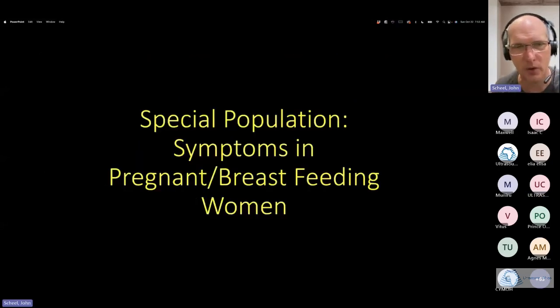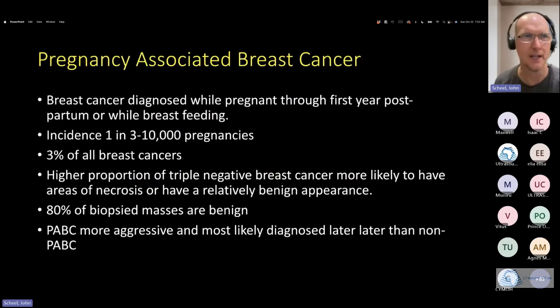So I wanted to go over evaluating pregnant or breastfeeding women just for a second, because it's an important population. Pregnancy-associated breast cancer is a diagnosis of breast cancer through the first year postpartum or while breastfeeding. It happens for every 1 in 3 to 10,000 pregnancies, so it's uncommon, but not uncommon enough to be dismissive. It accounts for 3% of all breast cancers.